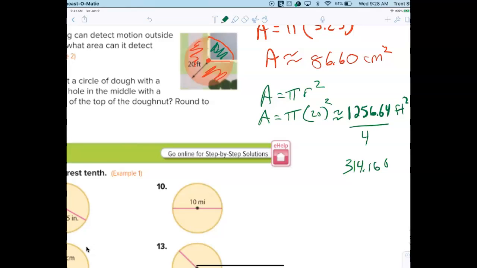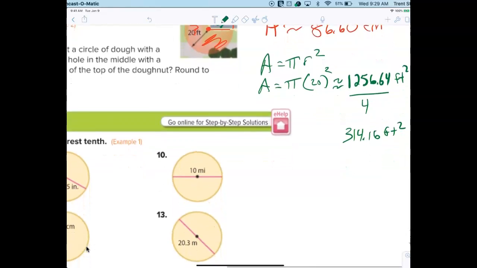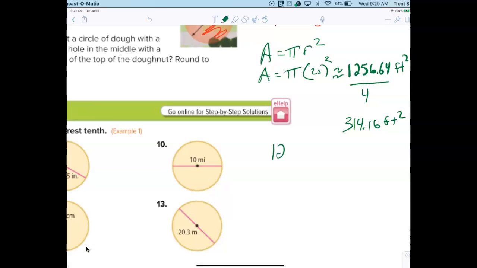So now I need you to carefully think about it, please, because like I said, it's a great ERB question. So what is my area? What's the red area? Yes, that is exactly right. So we now would go 1,256.64 minus 314.16. And I'm waiting for that.